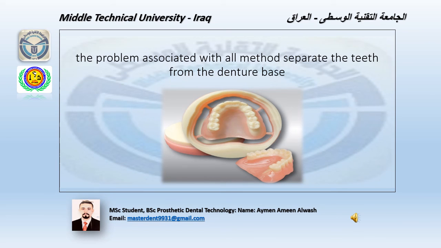The problem associated with all methods for fabricating complete dentures by using CAD/CAM technology is the separation of the dental arch from the denture base. We can solve this problem by using Polydent full denture PMMA disc, 2 color, to avoid separation of the teeth from the denture base. So we will result in one piece of complete denture.